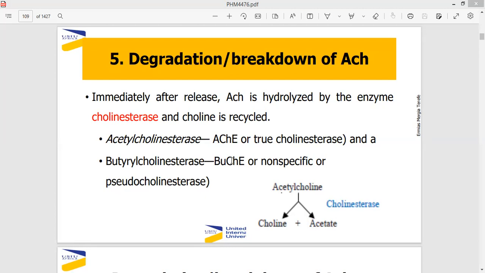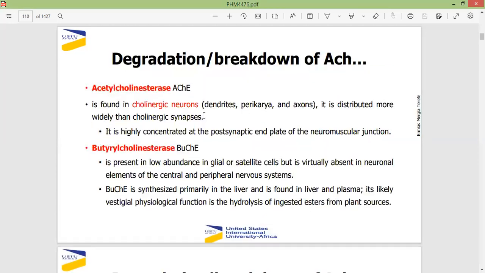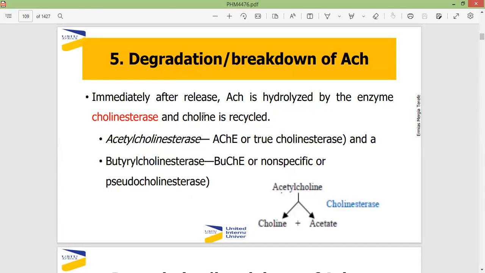Then there are two types of inhibitors. The reversible ones are like physostigmine, neostigmine, and the irreversible ones are parathion and the nerve gases like sarin. For the irreversible ones, we mostly use pralidoxime, since it displaces the organophosphate from the enzyme and reduces the effects of the organophosphates.